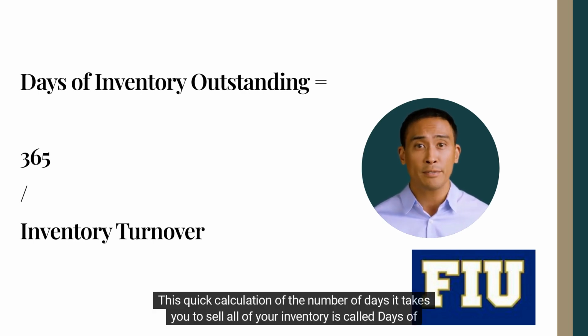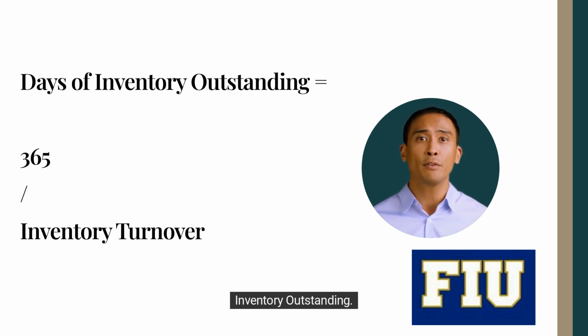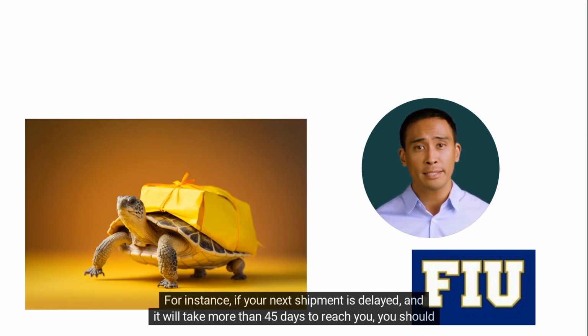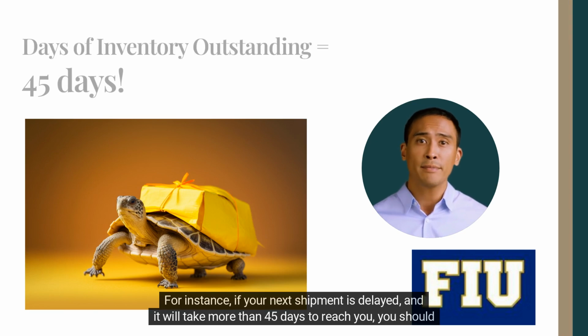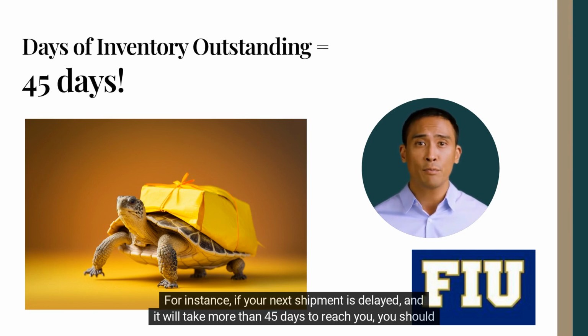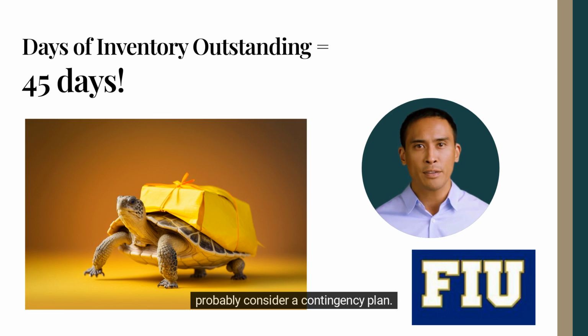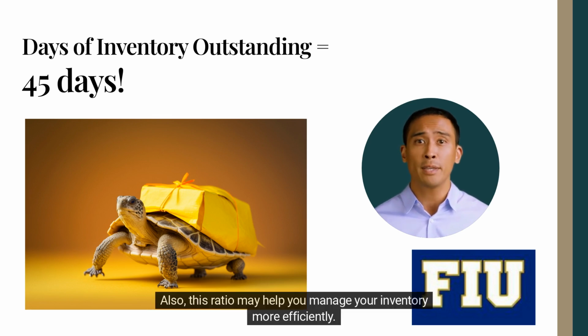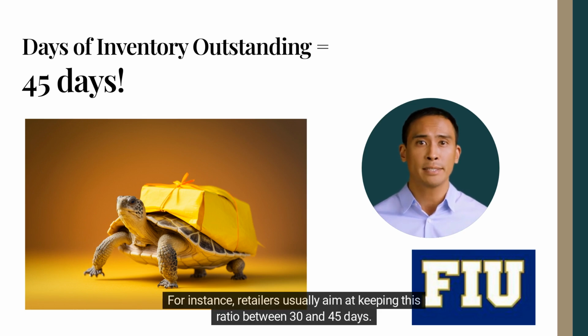This quick calculation of the number of days it takes you to sell all of your inventory is called days of inventory outstanding. It is actually a highly relevant ratio. For instance, if your next shipment is delayed, and it will take more than 45 days to reach you, you should probably consider a contingency plan. Also, this ratio may help you manage your inventory more efficiently. For instance, retailers usually aim at keeping this ratio between 30 and 45 days.